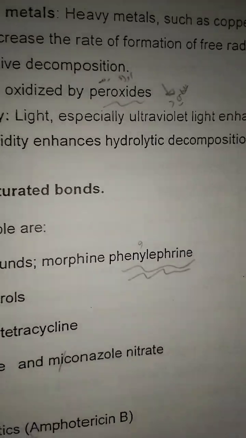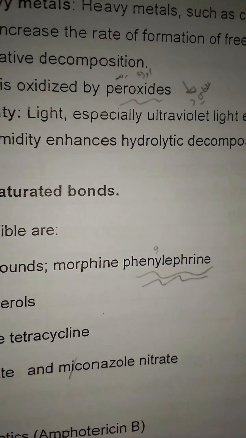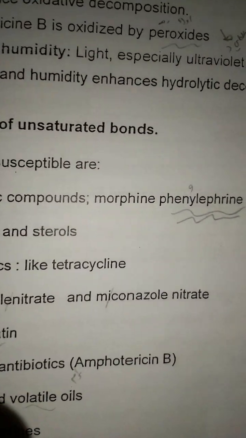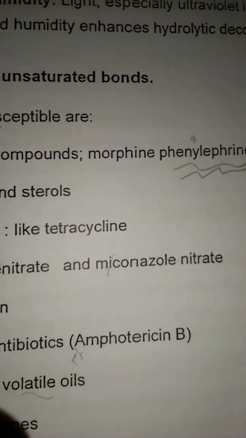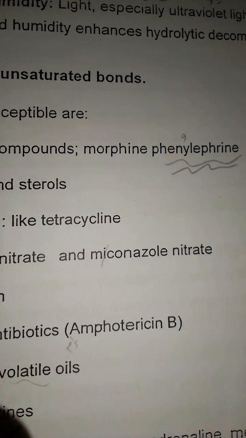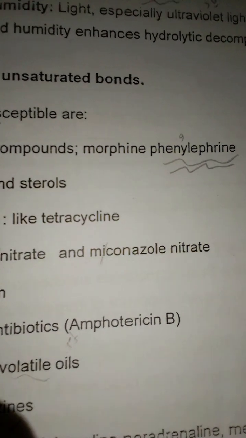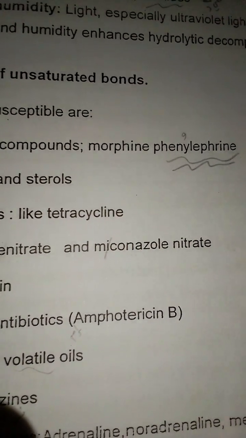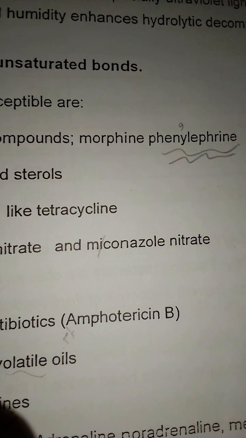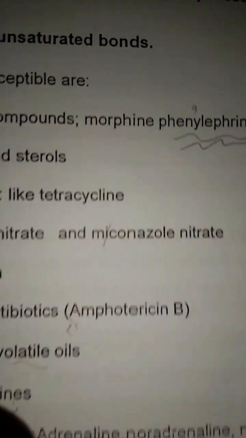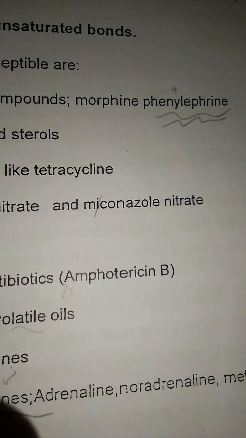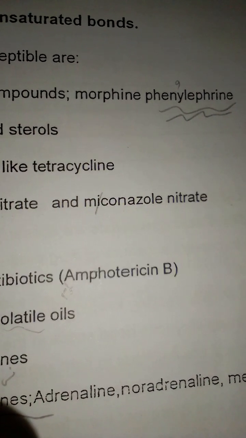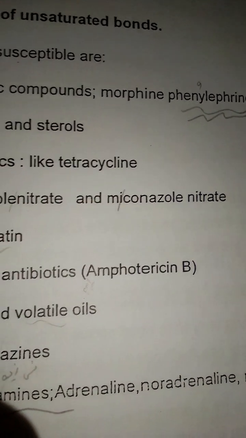Presence of heavy metals. Heavy metals such as copper, iron, cobalt, and nickel increase the rate of formation of free radicals and enhance oxidative decomposition. Amphotericin B is oxidized by peroxides. Light and humidity. Light, especially ultraviolet light, enhances photolysis, and humidity enhances hydrolytic decomposition.